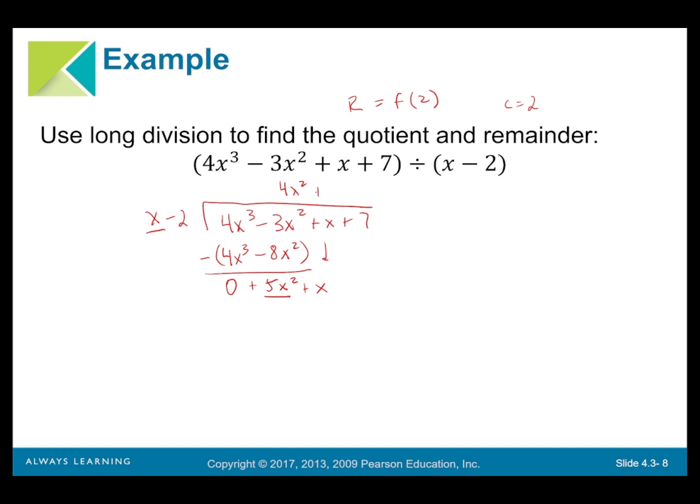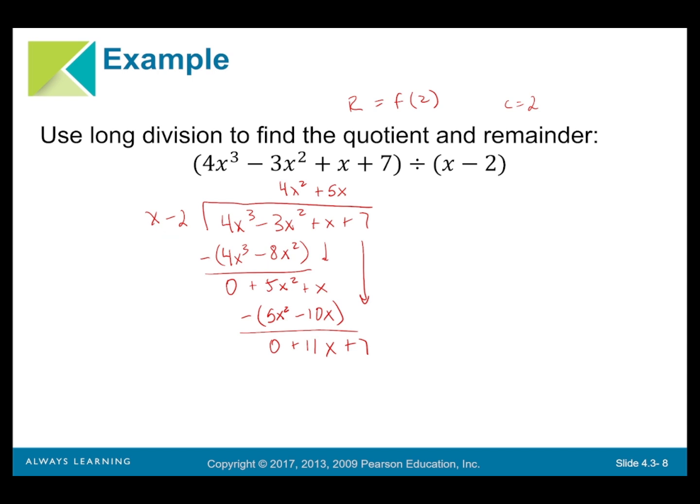Well, that would be 5x, so we write that on top. Now we carry out the multiplication. Plus 5x times x minus 2. 5x times x is 5x squared. And 5x times minus 2 is minus 10x. We subtract that whole thing. We're looking at 5x squared minus 5x squared, which is 0. And then we're looking at x plus 10x, which is a plus 11x. And now we drop the plus 7.